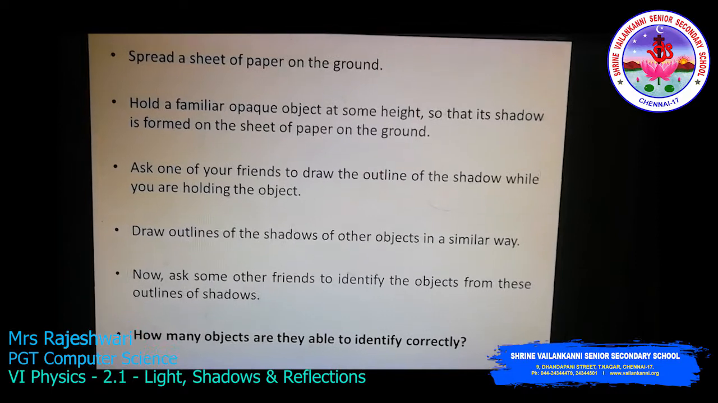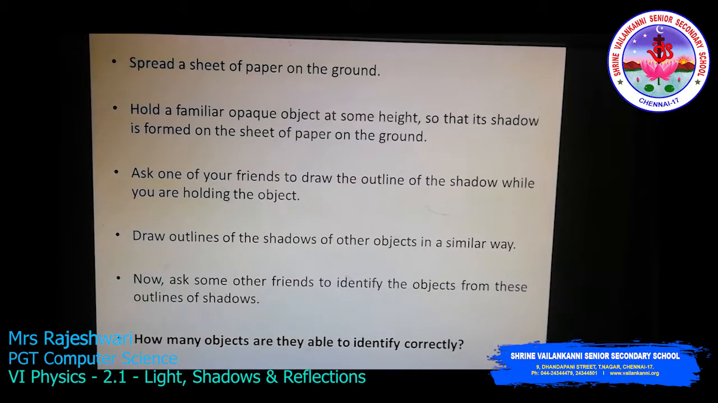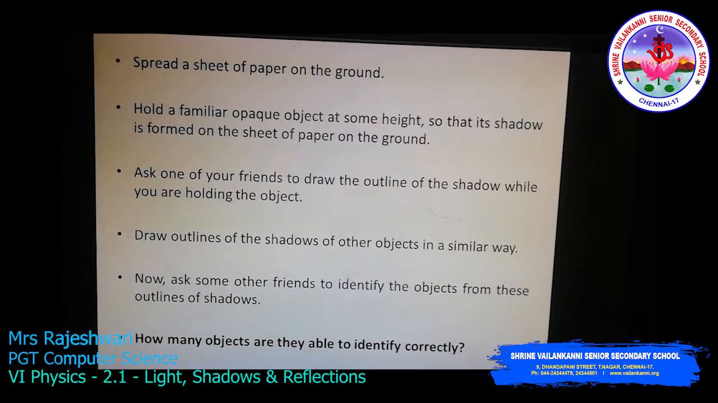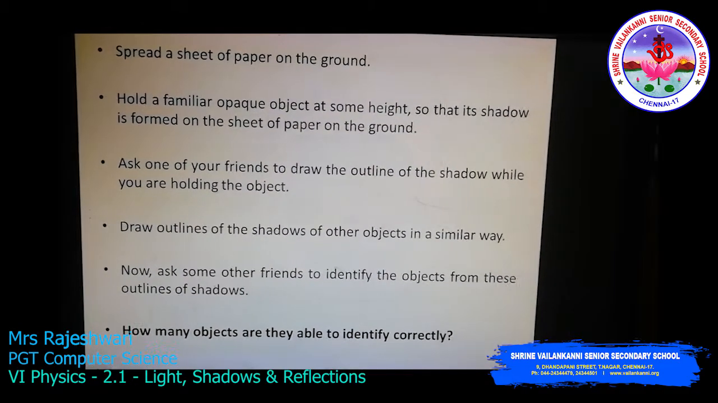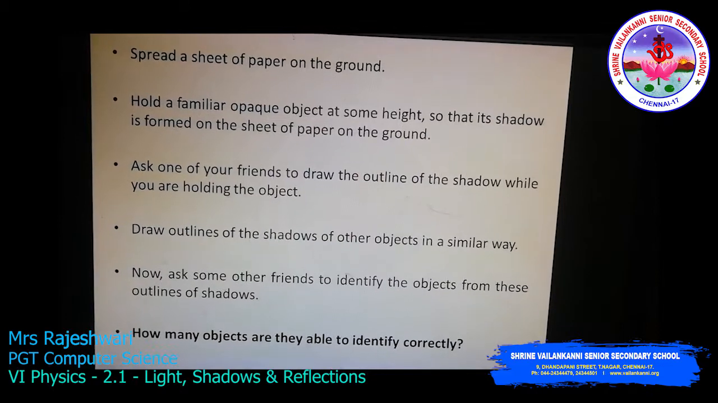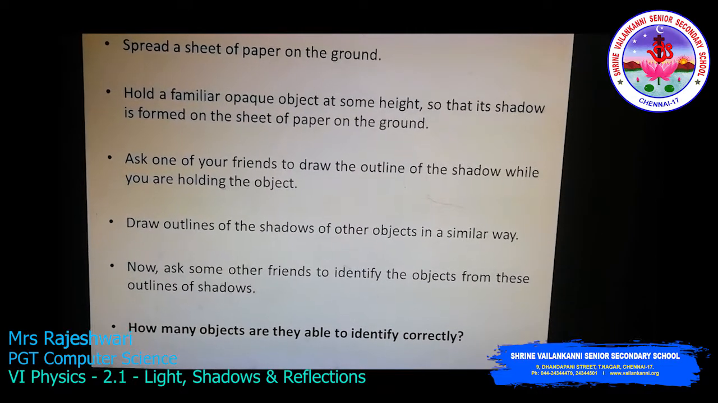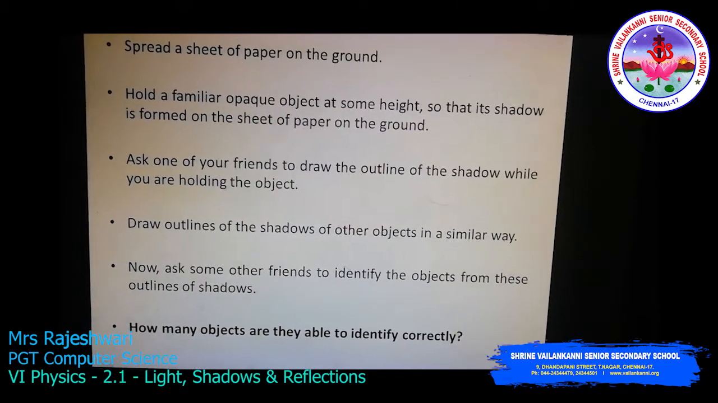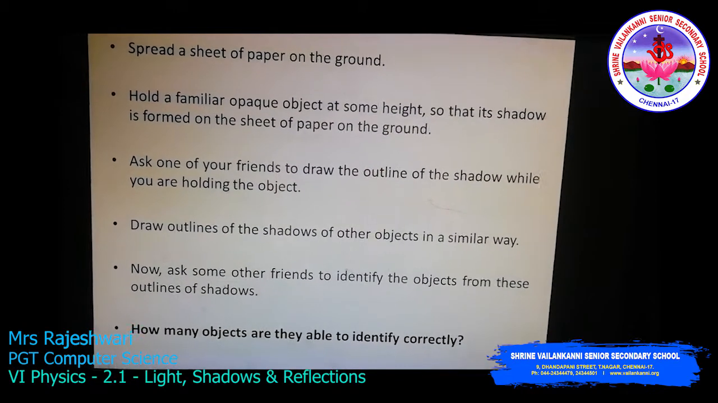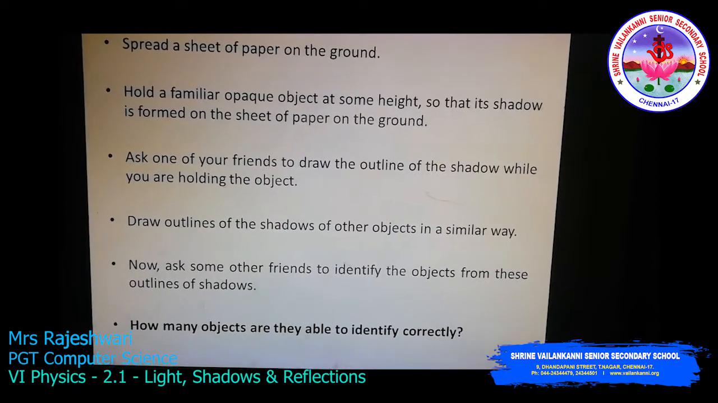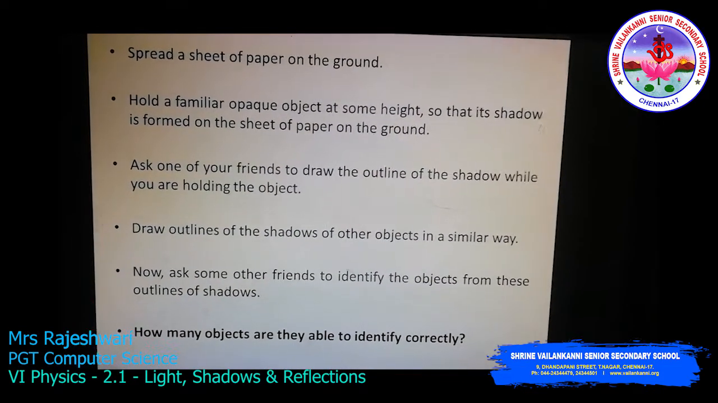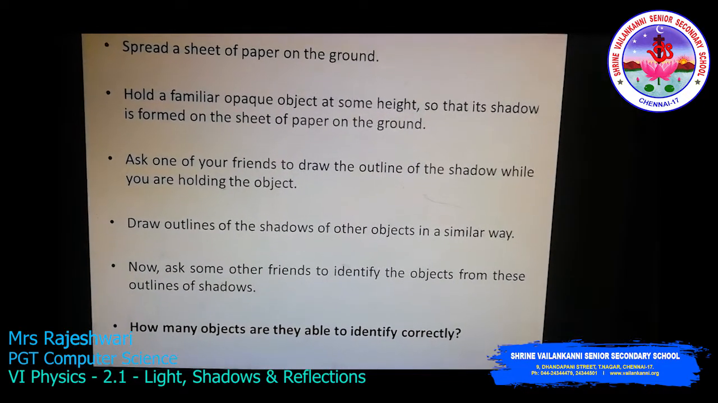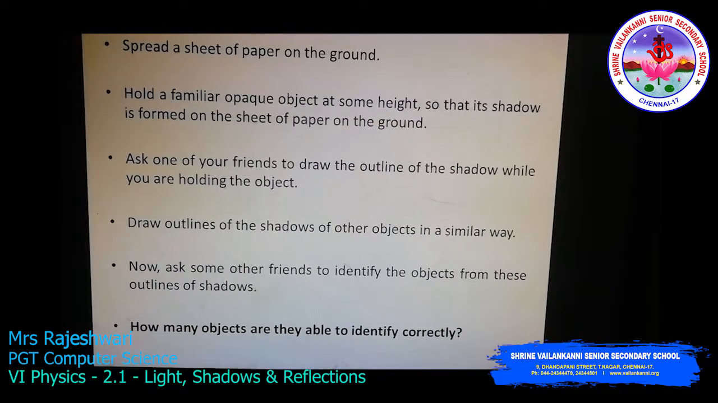To do this activity, spread a sheet of paper on the ground. Similarly to the previous example, hold an opaque object at some height, slightly above the ground, over the sheet of paper. You can see the shadow of the object on the sheet of paper. Now ask one of your friends to draw the outline of the shadow while you are holding the object. After drawing the outline, draw the outlines of other such objects in a similar way.